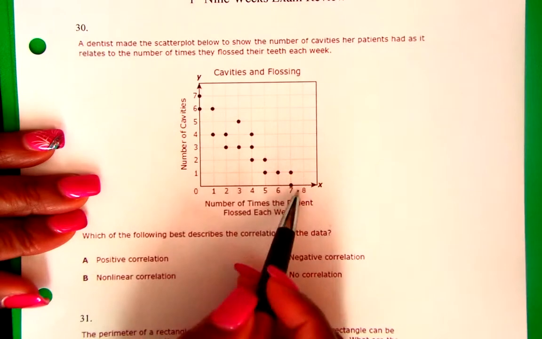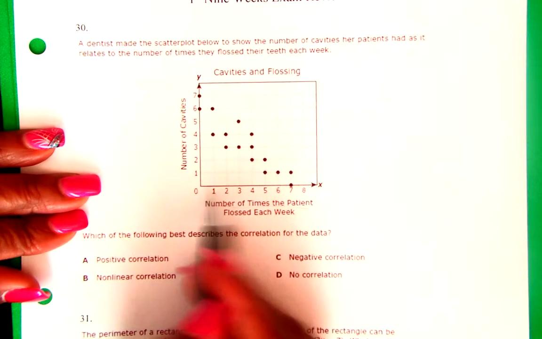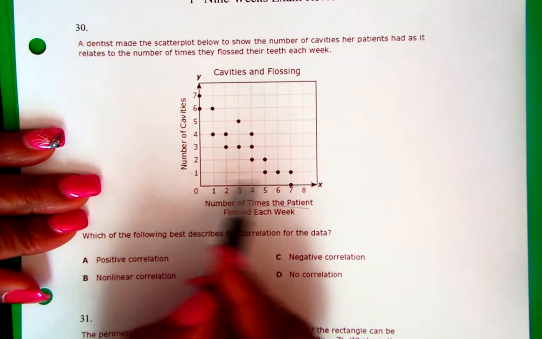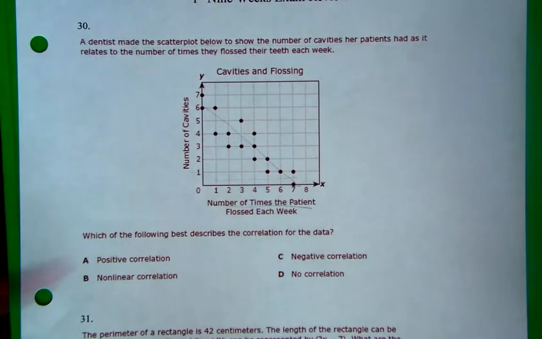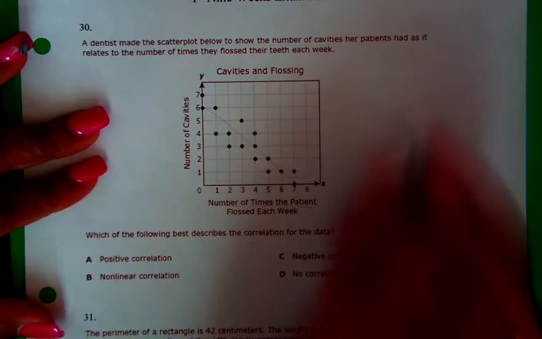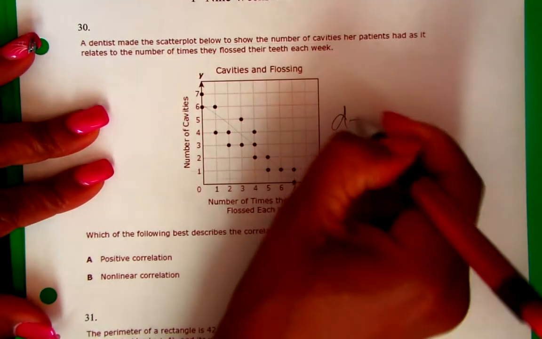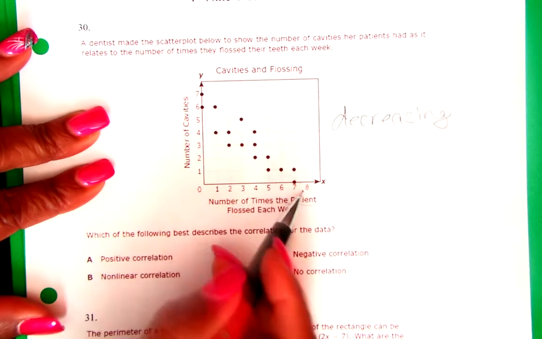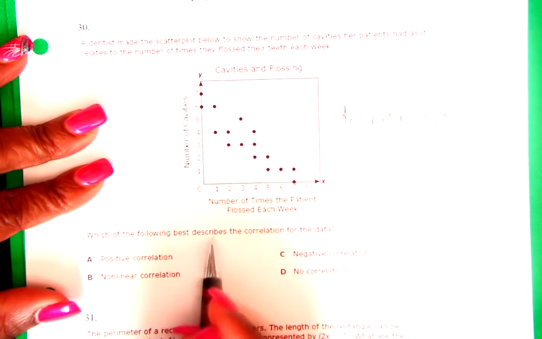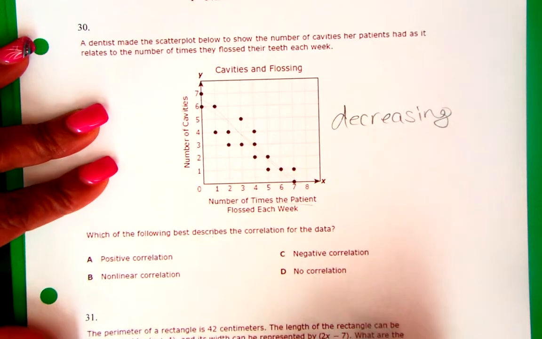Okay. I like this one. Because it's like the number of times they floss, the more they floss, the less cavity it seems like. It's a decreased correlation. I guess I should finish reading it. I was like, it's decreasing. I'm writing it down because that came to mind before I finished reading decreasing. That's what's going on. Then it said, which of the following best describe the correlation for the data?